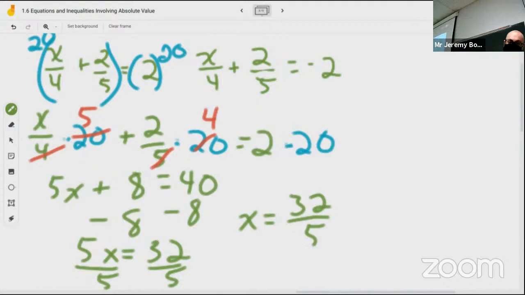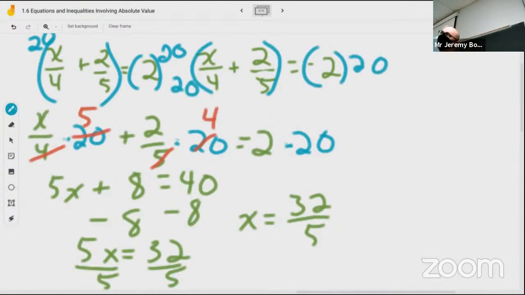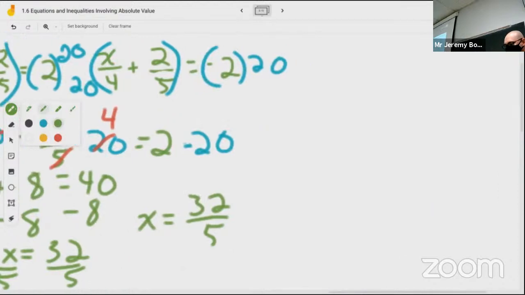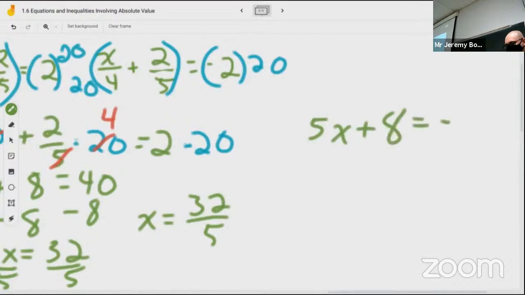Then we have to go back and do the other one, right? We're going to multiply both sides of this by 20. Now, the stuff on the left-hand side is the same as what we just did, so we should get the same thing there, the 5x plus 8. The only difference is the right-hand side, which was a negative 2, so that's going to be negative 20. Oh, sorry, negative 40. So we'll end up with 5x plus 8 equals negative 40.